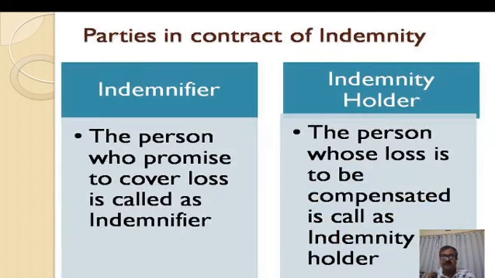How many parties are there in the contract of indemnity? Indemnifier and indemnity holder are the two parties in the contract of indemnity. The first party is known as indemnifier. The person who promises to cover the loss is called indemnifier. In simple words, an insurance company or any such party which assures you to cover your loss if it takes place is known as indemnifier.